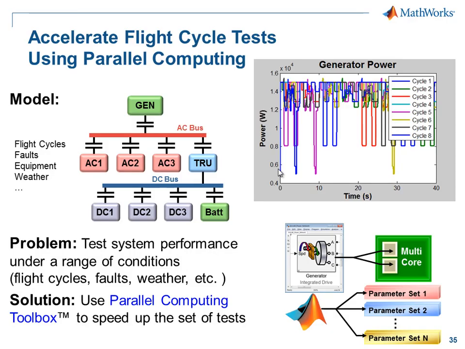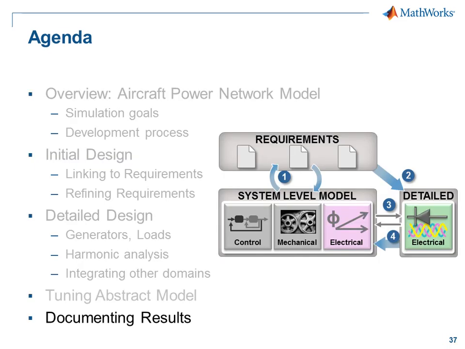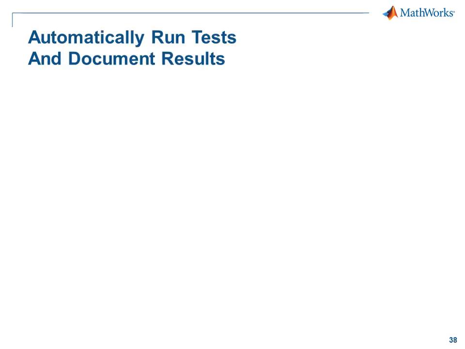In this demonstration, we have seen how we can accelerate flight cycle tests using parallel computing. Now that we have completed this portion of our design process, we will see how we can automatically document the results of each step. In this demonstration, we're going to see how we can automatically run tests and document results.